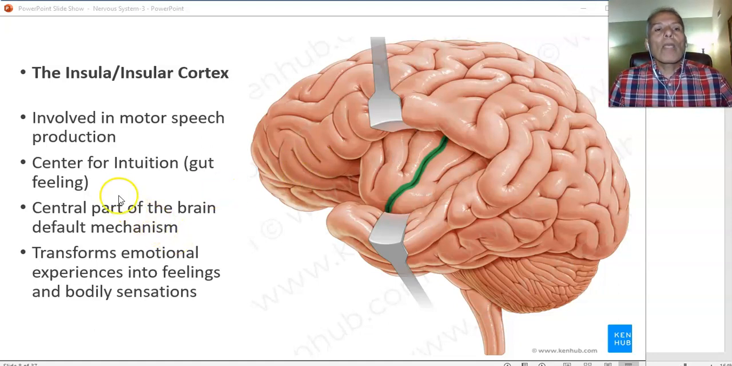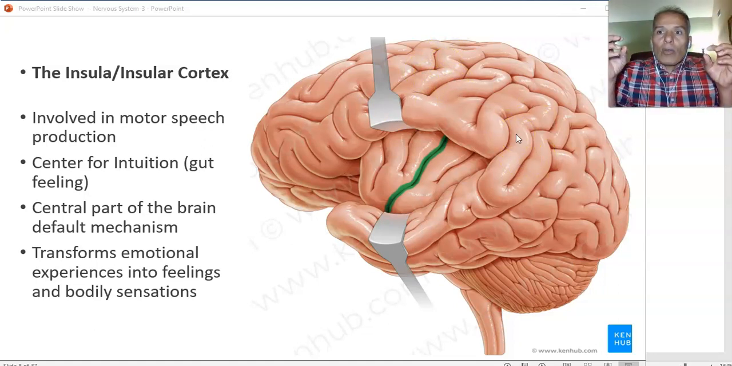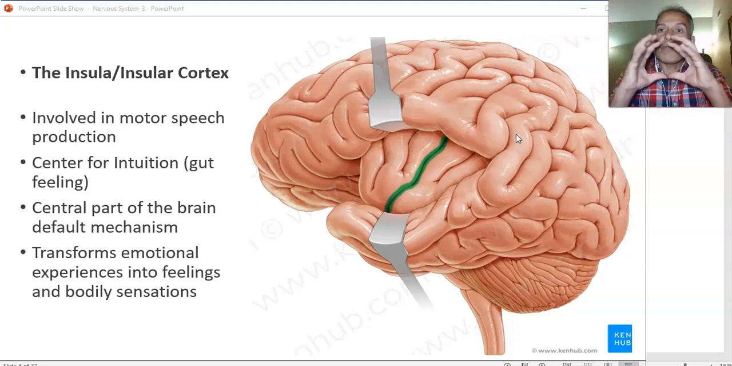So in addition, it is your center for intuition and for your gut feeling. And a lot of these intuitions are accurate because the insula is connected with different parts of the brain where knowledge is stored, and it can access these different pieces that you are not aware of and assemble them together, giving you a complete picture and says, this is what's going to happen. And it enables you to predict things that are generally going to happen.